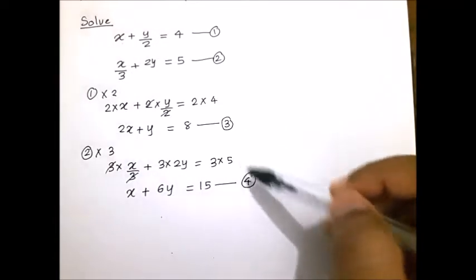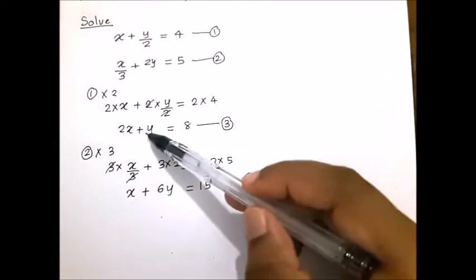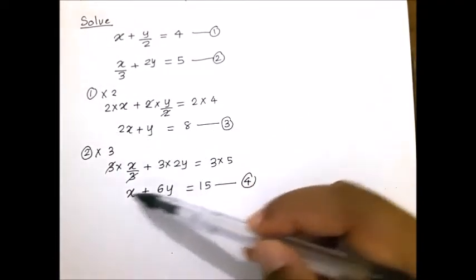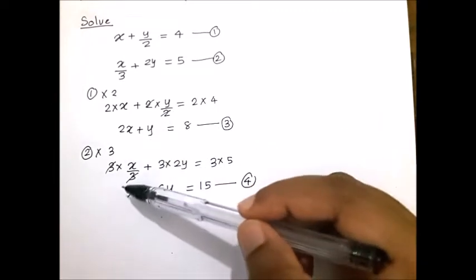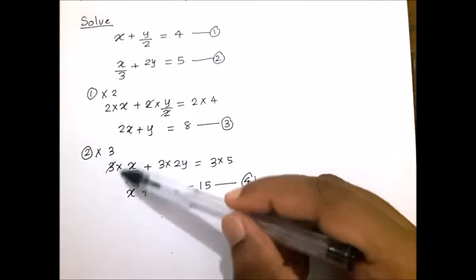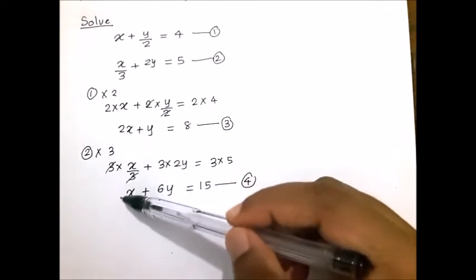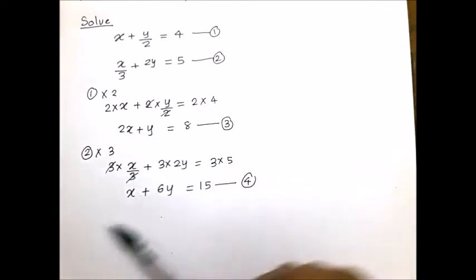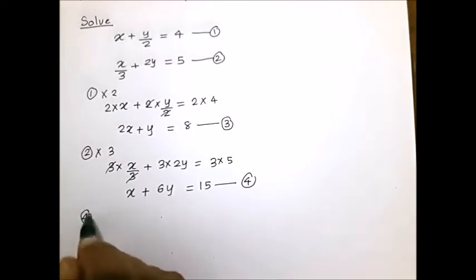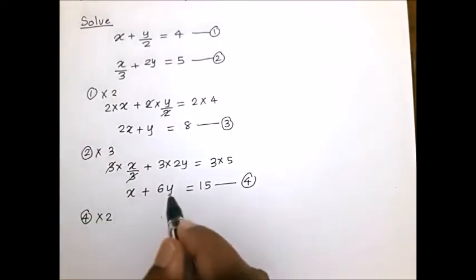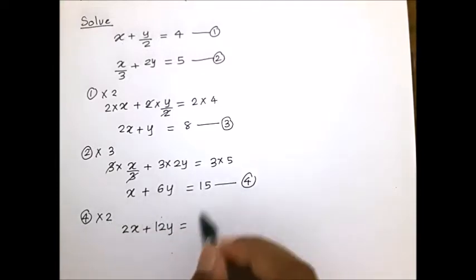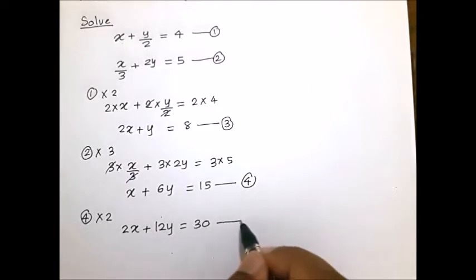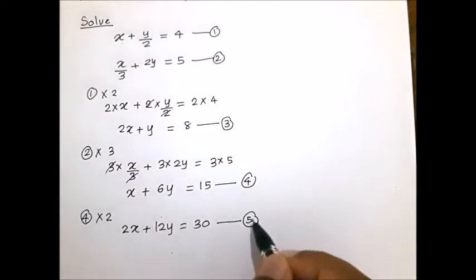Now in third and fourth equations, coefficients of all unknown terms are integers. Now here coefficient is 2 and here 1. You can convert both into a same number. You can convert this into 2x. So multiply fourth equation by 2. Multiply each and every term by 2. 2x, 2 multiplied by 6, 12y, 2 multiplied by 15, 30. Name this as fifth equation.